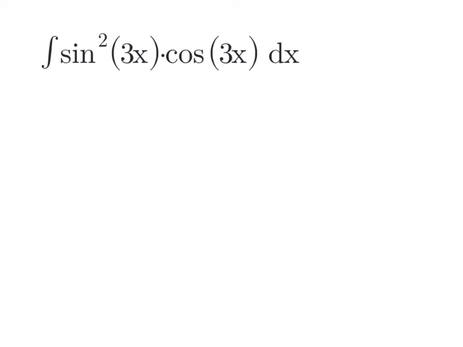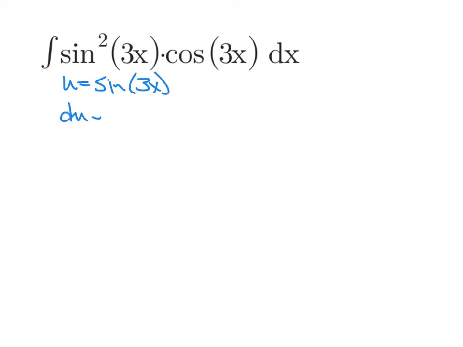So let's think of the one that's kind of the more complicated one. Since we're multiplying two trig functions together, that sine squared and that cosine, I'm going to look at the sine squared one. Because I have a trig function that's being squared, I'm going to let u be the trig part, the sine of 3x.